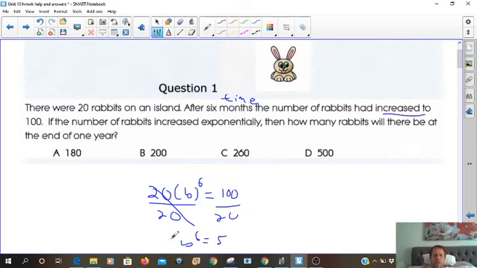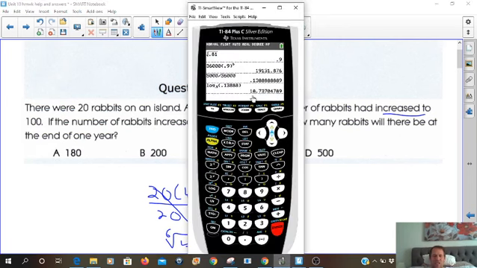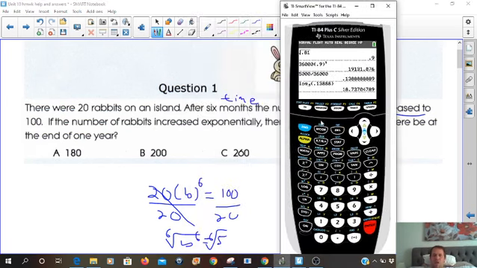And then, do you remember how to get rid of that? So this is the crazy one I was talking about. You're going to have to 6th root, right? You're going to have to 6th root both sides. Do you know how to do that? I don't know if I showed you that on the calculator there. So let's show you that.